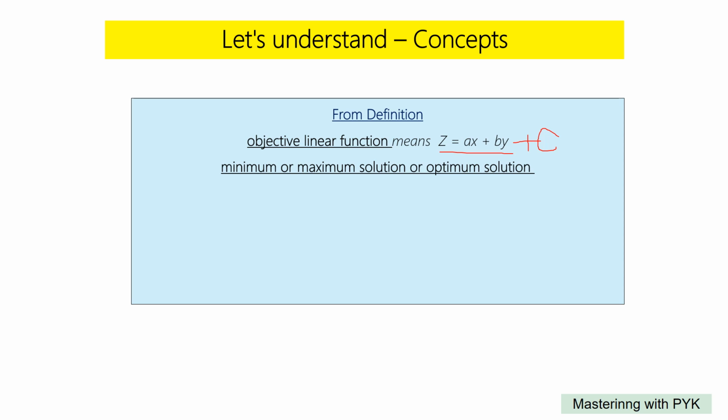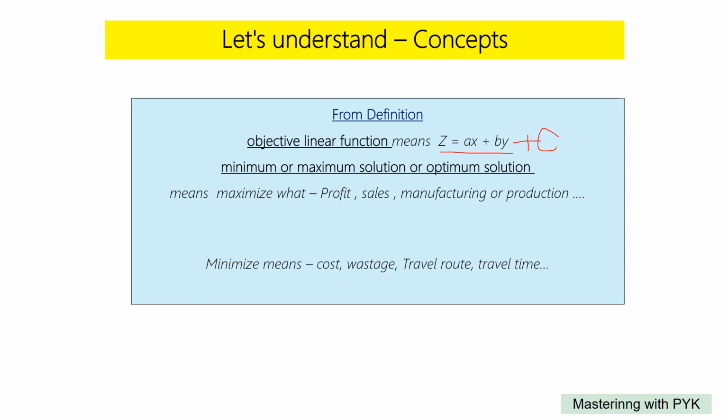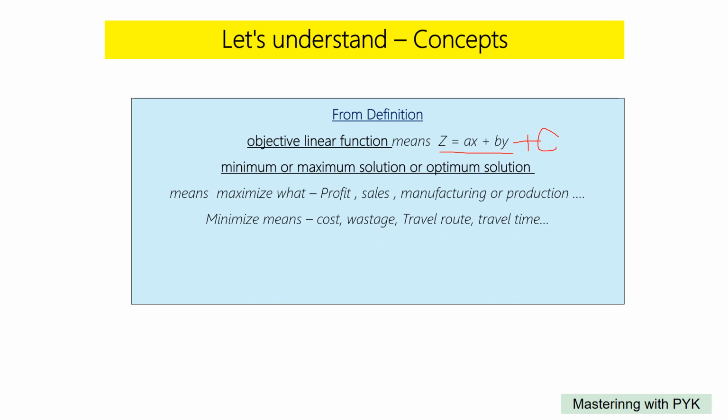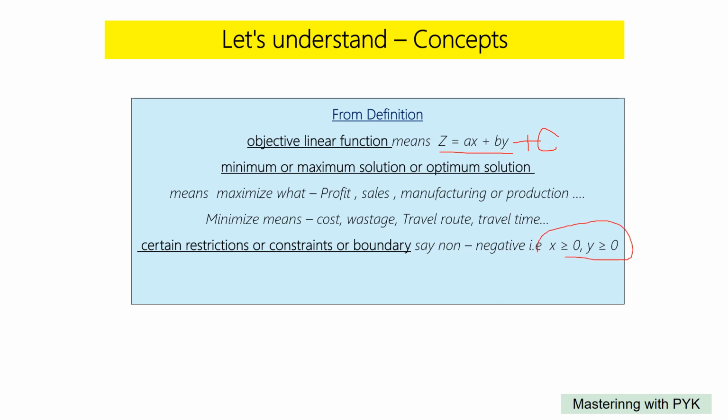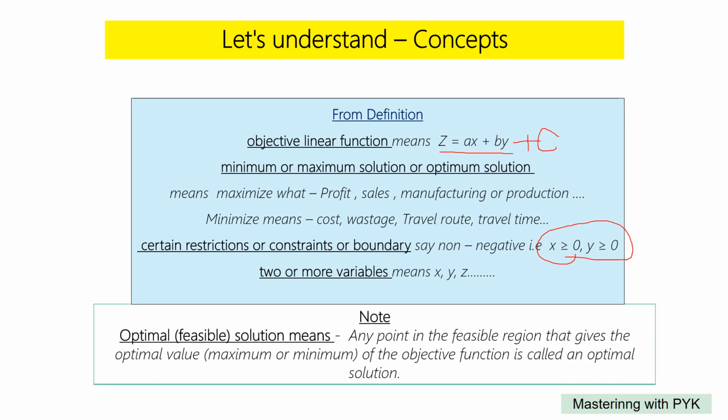Optimum solution has to be found. When we talk about maximizing, we maximize profit, efficiency, sales, marks, manufacturing, production. We minimize cost, wastage, travel time, or the travel route. Certain restrictions or constraints always have to be there. Since we will be dealing with non-negative values, x has to be greater than or equal to 0 and y greater than or equal to 0, and the variables would be 2, x and y.